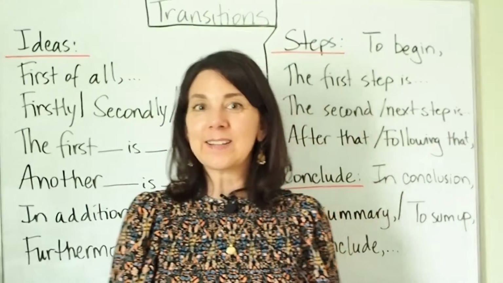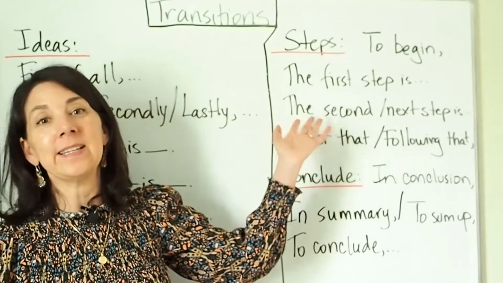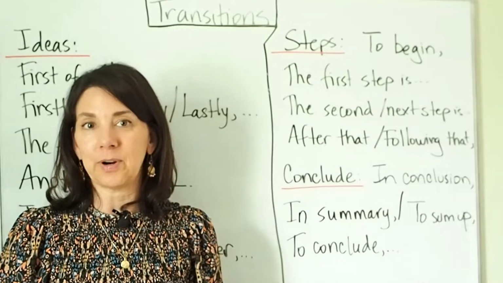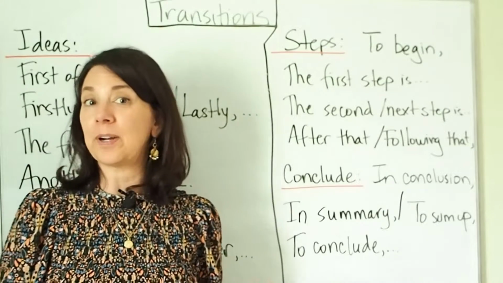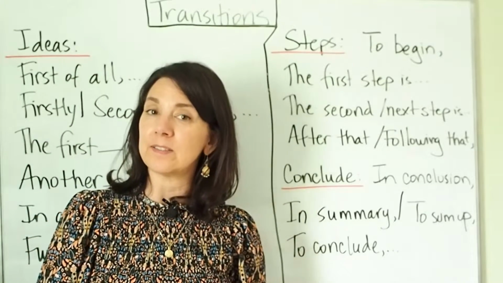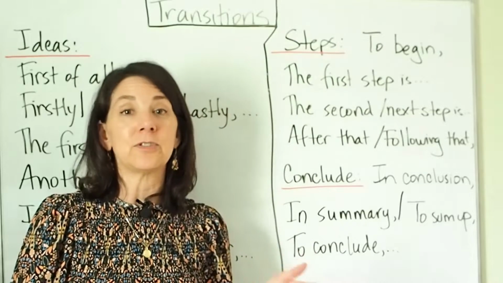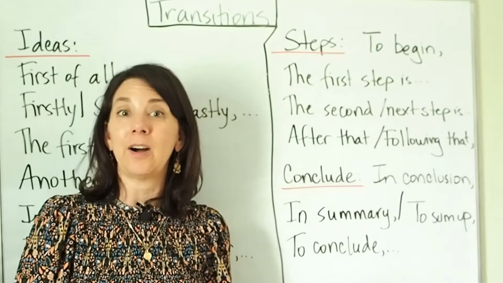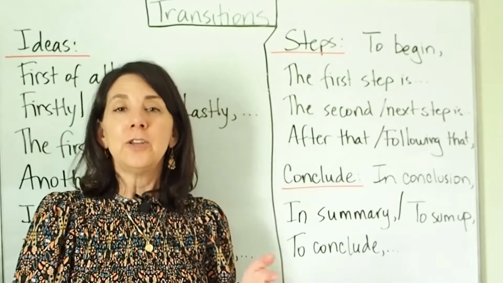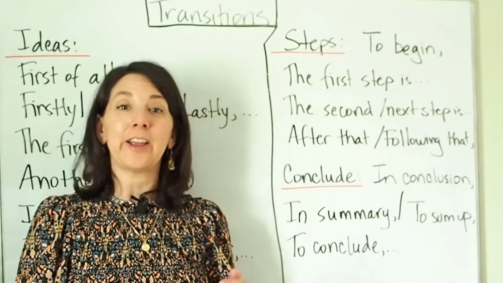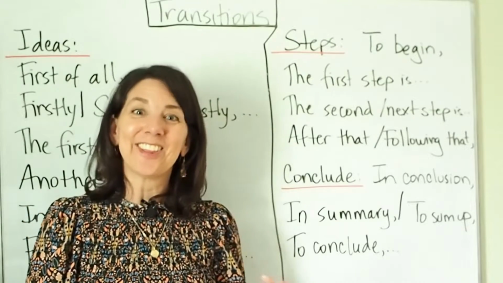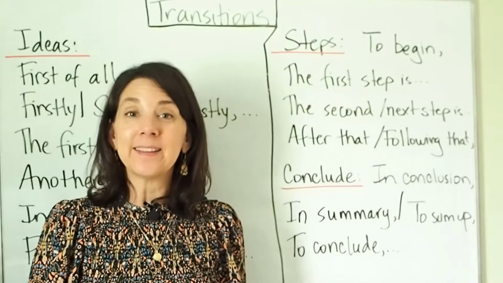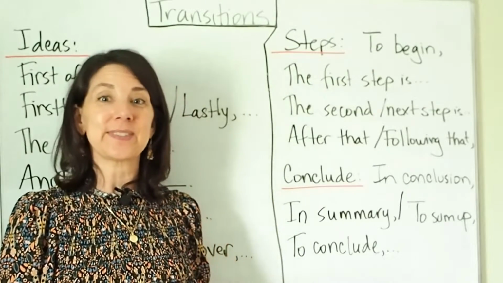Okay, let's go to the next group, which is for indicating steps. These could be the steps in a process. This might be for a process essay that you have to write in school. It could be to give directions to show employees or other people how to do something. Usually to show steps, we say first, second, third, next, then, finally. But there are other ways that you can show steps.